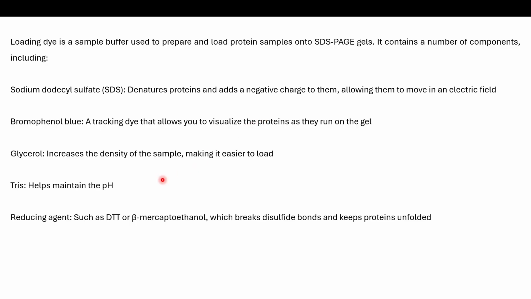Okay. Then there's glycerol, which increases the density of the sample so that the sample can settle down inside the wells in a better way. And Tris helps to maintain the pH, and there's this reducing agent, BME or DTT, which breaks the disulfide bonds and keeps the proteins unfolded.